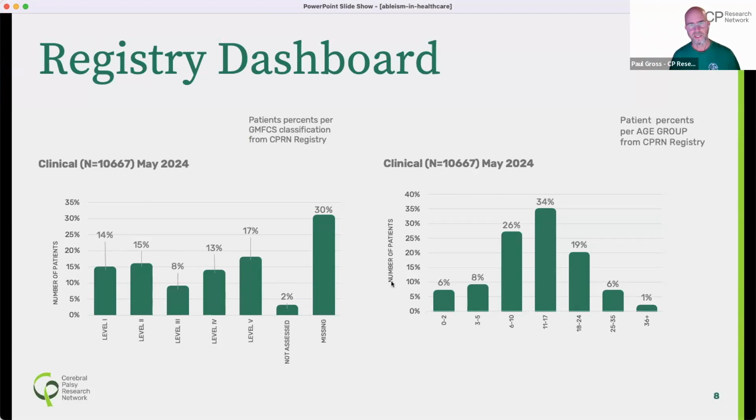And then if you look to the right, you see we've got some age bands here, and you can see about 25, 26% of the registry are adults. And so that gives us a very large body of people to draw from to conduct studies.